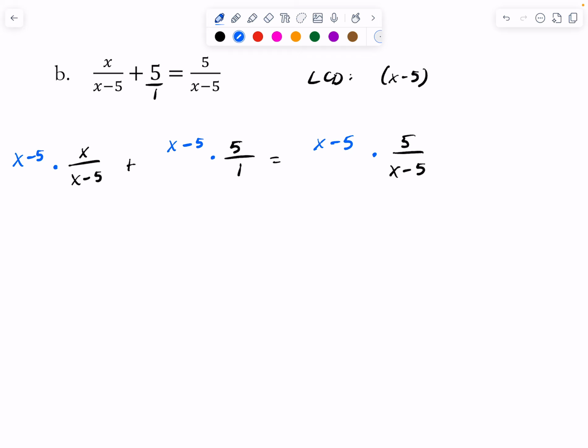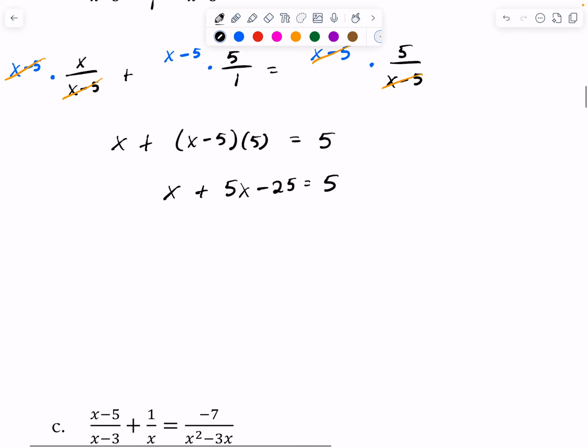And you're going to see what crosses out. The x minus 5s cross out in the first one. Nothing crosses out in the second one. And then the third one, the x minus 5s cross out. So what's remaining would be x plus x minus 5 times 5, which is equal to just 5. Distribute that 5, and you get 5x minus 25.